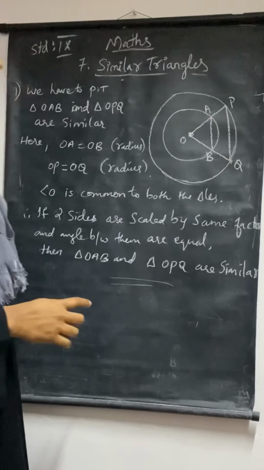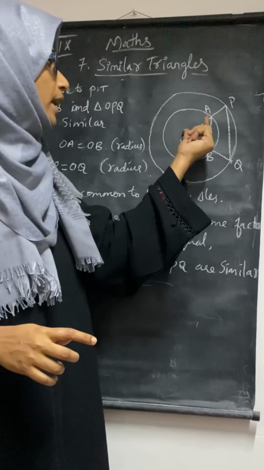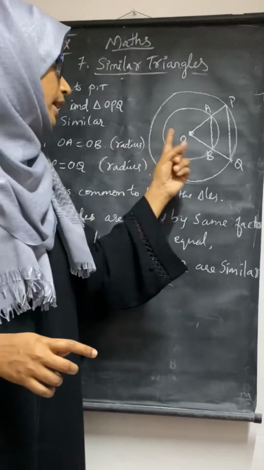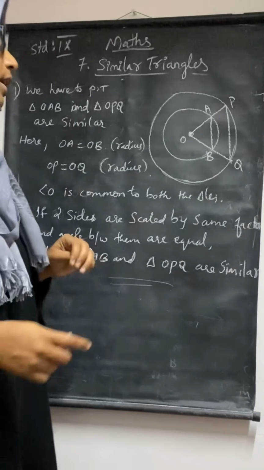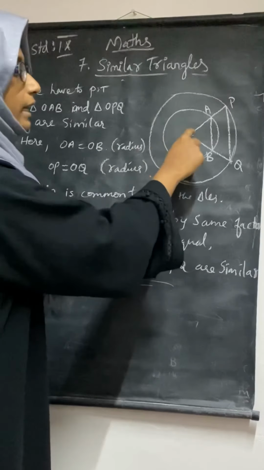They are radius. Now what you got? OA, OB. Two sides are equal. In another triangle, OP and OQ. They are equal. And what about the angle? Angle O.